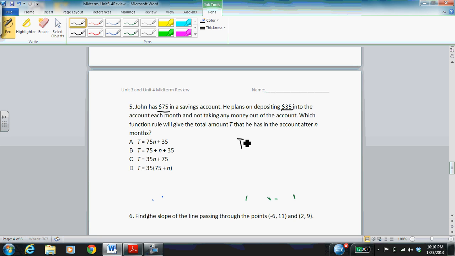So the rule would be T equals 35n plus 75. Notice it's y equals mx plus b form, but instead of y and x, we're just using T and n because those are the variables they told us to use. So this one is C.